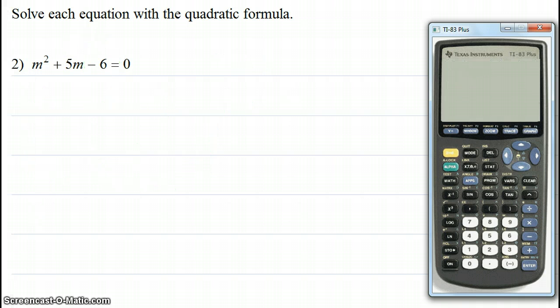So I would like you to go to the worksheet now and do the first 10 to see if you can solve the quadratic equation where the answers come out pretty decent.